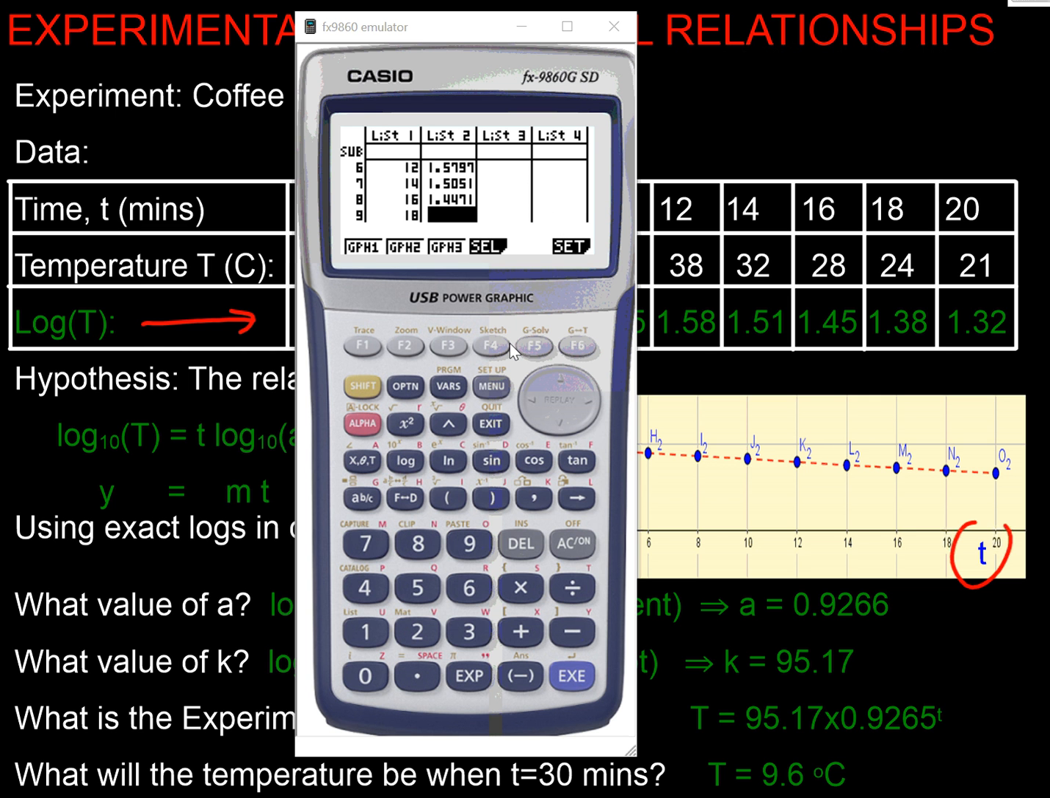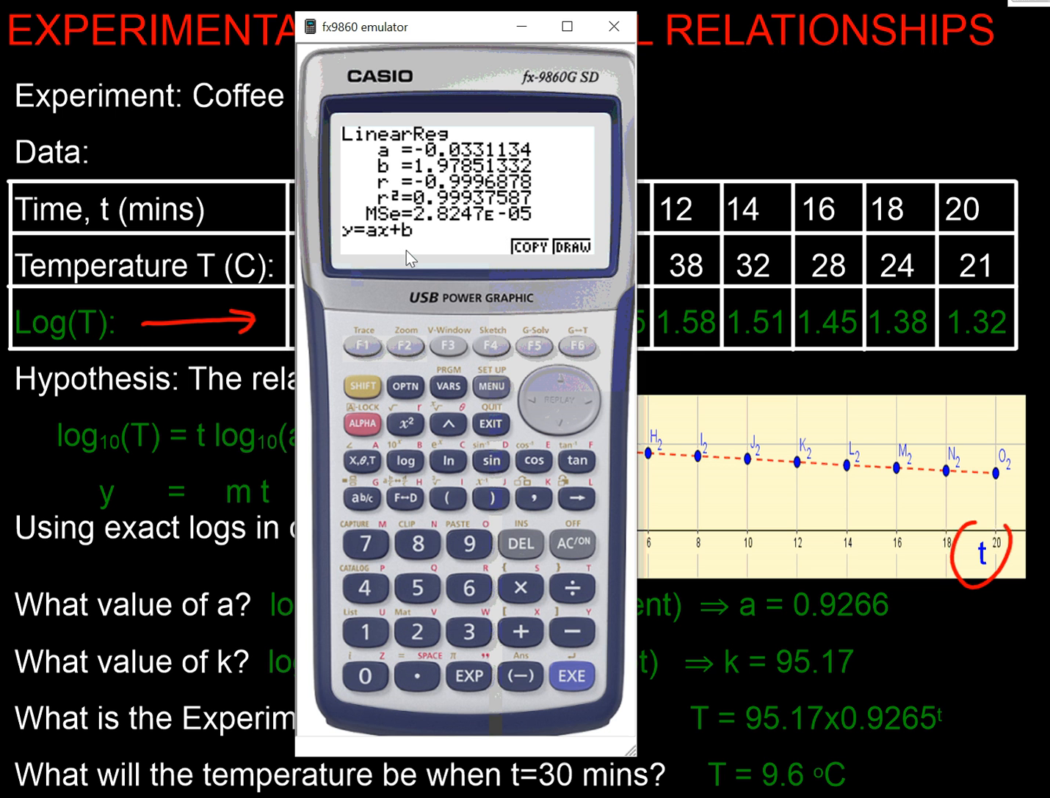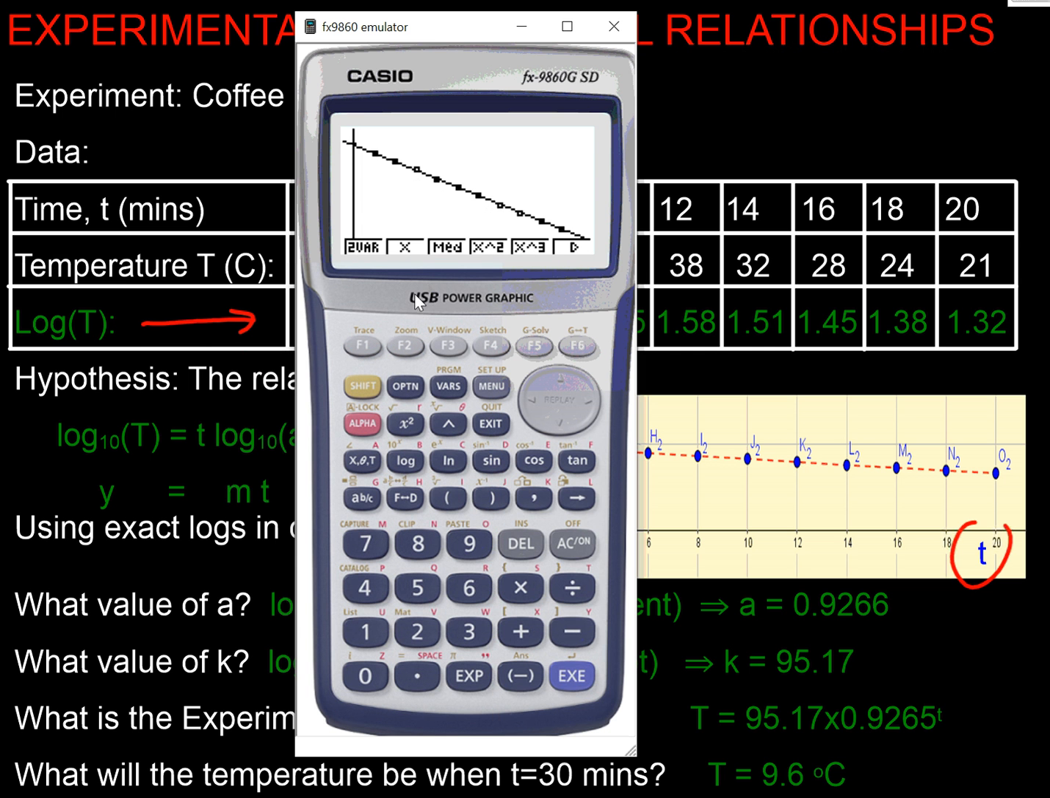So I've put most of those in. I'm now down to 18 minutes, so I need to put in the log of the temperature at that point, which is 24, so there's log 24, and my final one is going to be at 20 minutes. I've got the log of the temperature, which is the log of 21. So now I've got all my data in, and I can graph that, and I can calculate my regression line. Here we go, and I get a nice straight line. It's negative here because temperature's dropping, so we're in decay.